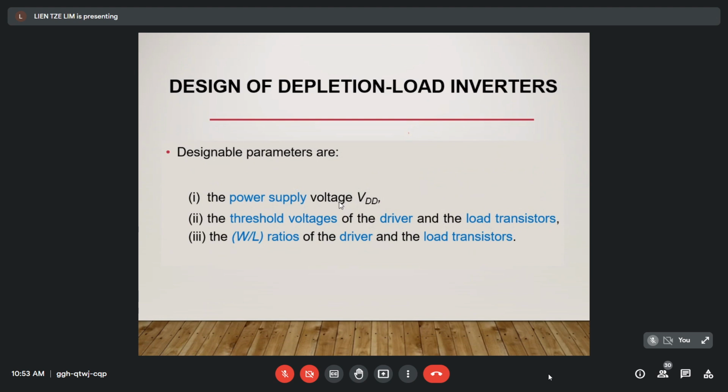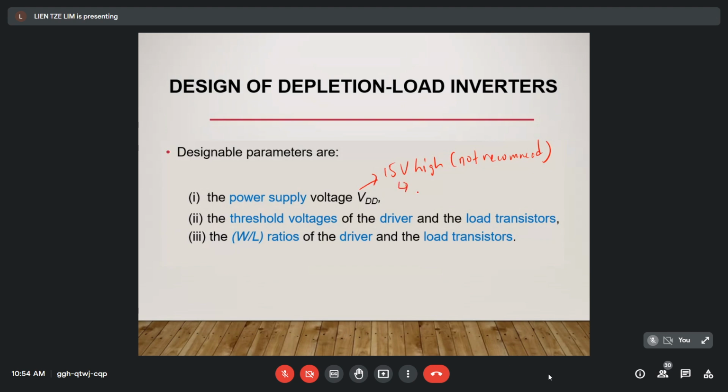Okay, for example, the power supply voltage VDD. We cannot simply choose a value. We cannot choose a very high VDD, like maybe 15 volt. 15 volt is considered high. So why can we not simply use it? Because this will cause high power dissipation. High, not recommended.